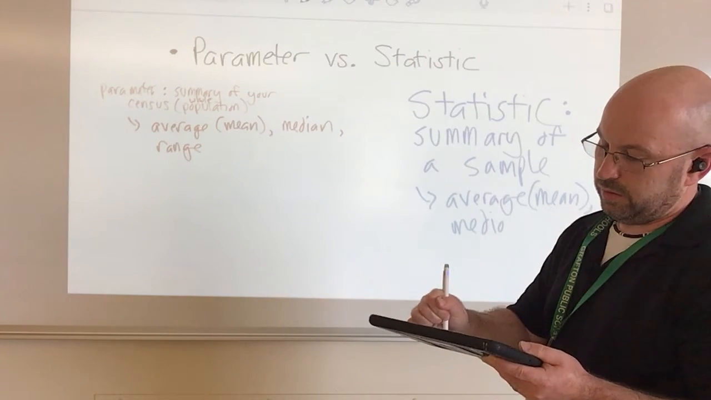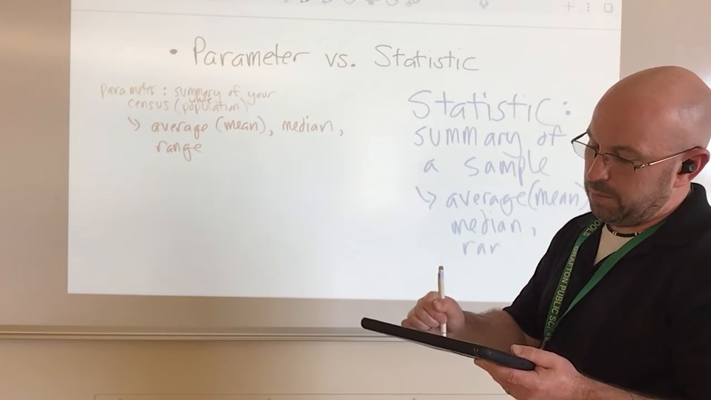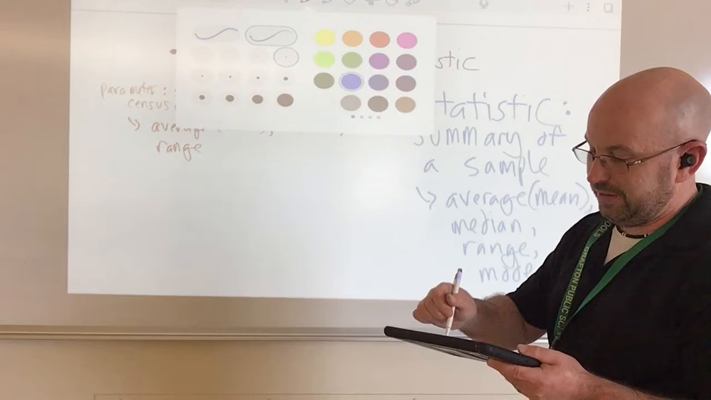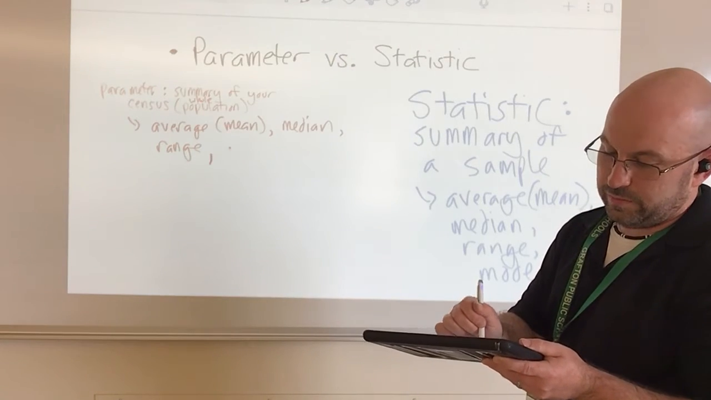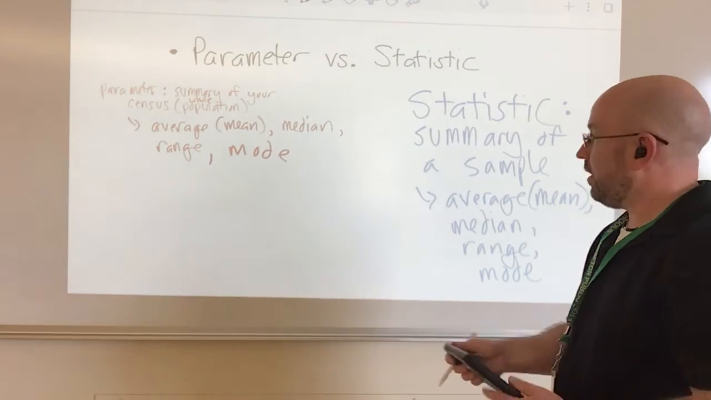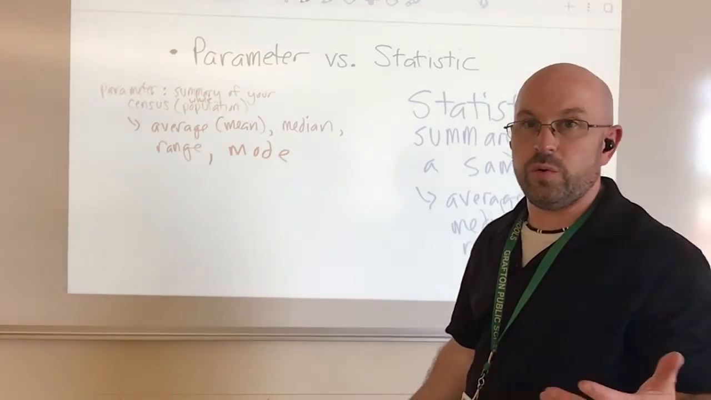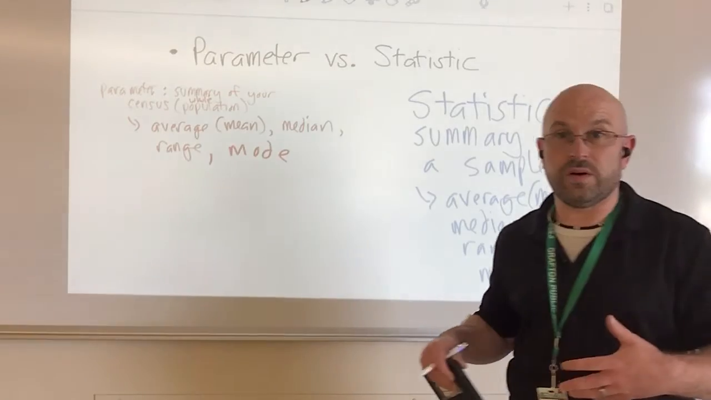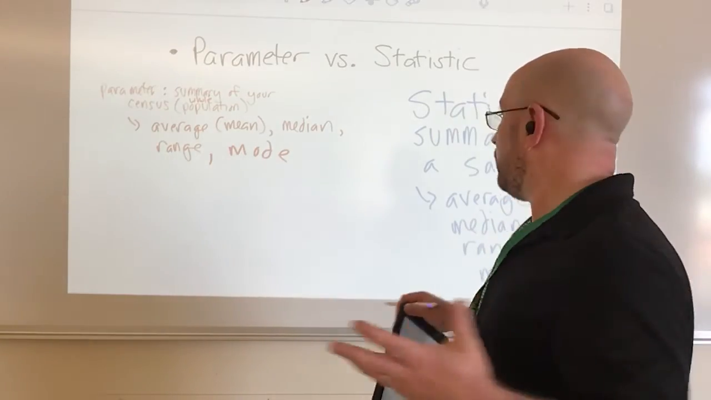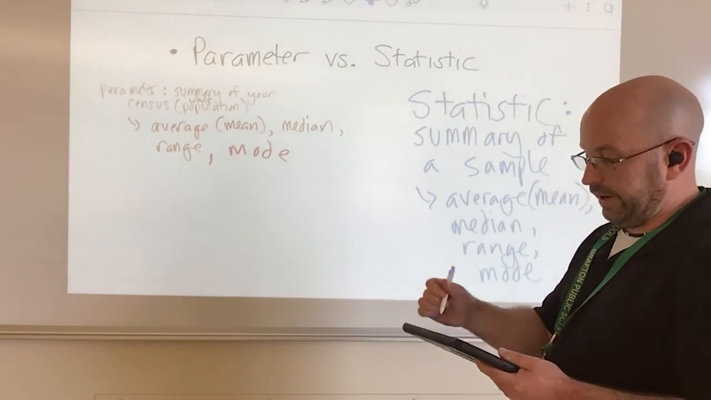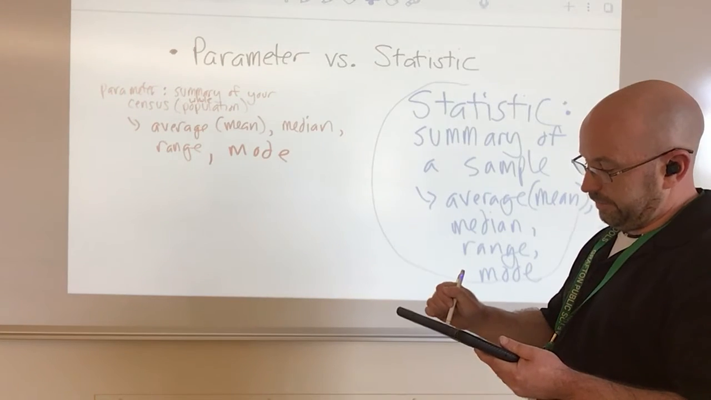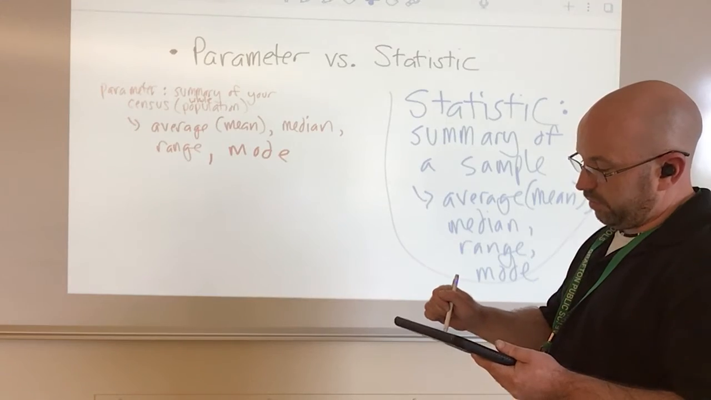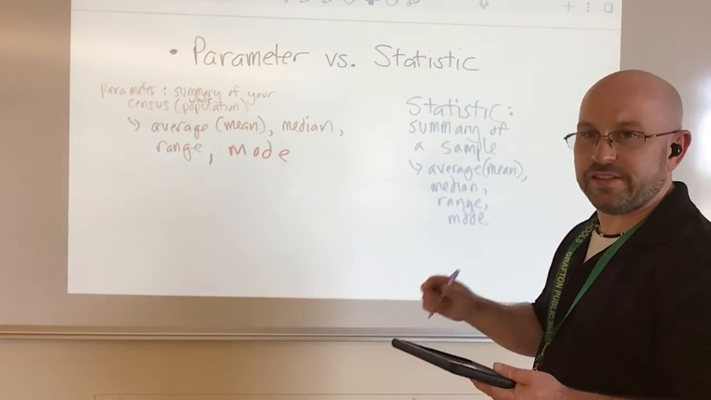Median, range, and I even forgot mode. Maybe you learned that back in middle school. Mean, median, mode. That's the value or piece of data that comes up most often, whether it's a census or a sample. That's the mode. But you don't necessarily need to know that right now. All you need to know is the difference here. Statistic, that's a summary of a sample, and the parameter summarizes a census.